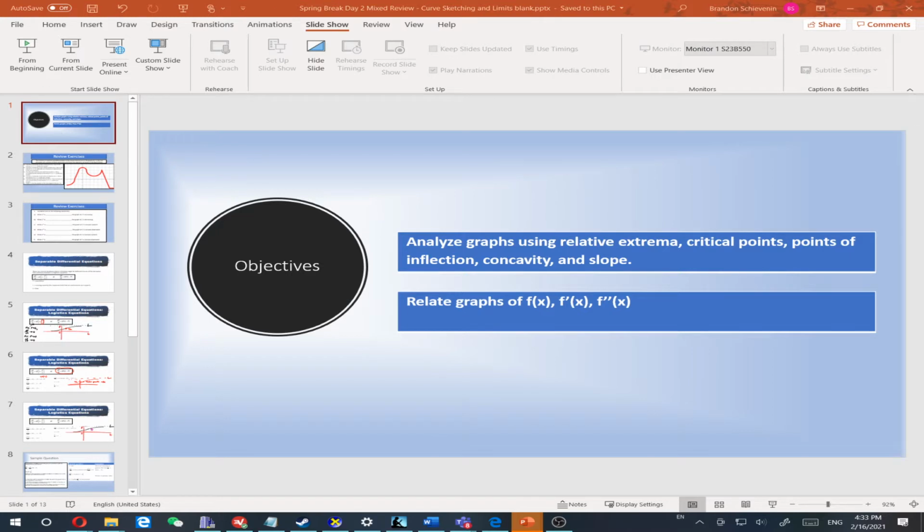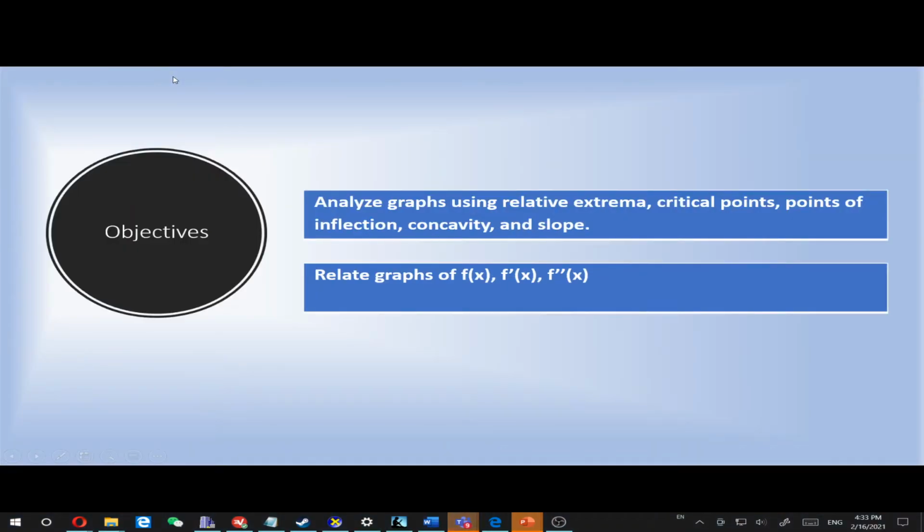Oop. Broadcasting to the window you can't see. Just change that really quick. Primary monitor. And go.